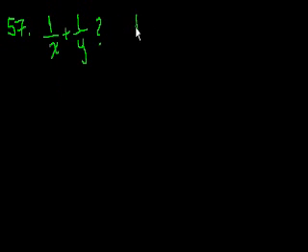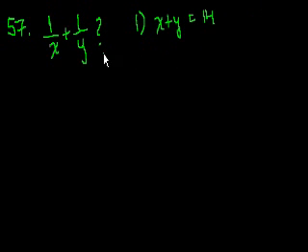All right. Question 57. They want to know what 1 over x plus 1 over y is. The police sirens outside. I live in Palo Alto. There's not normally a high crime scene here, but you never know. Anyway, so 1 over x plus 1 over y. So statement number 1 is x plus y is equal to 14.